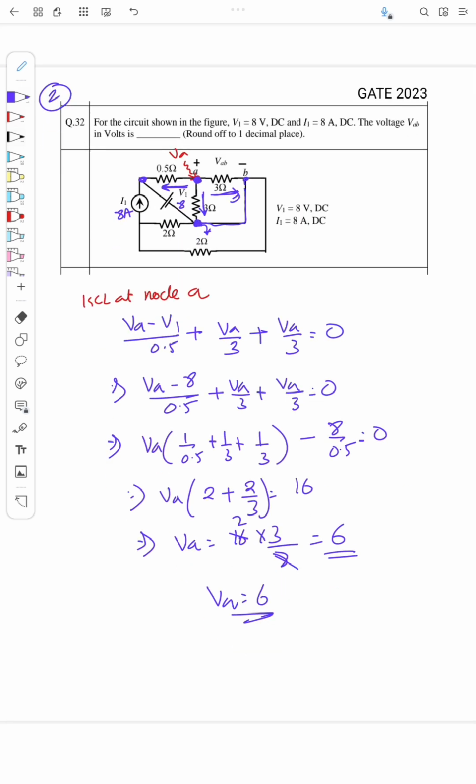Now the question is to find VAB. So what is VAB? VAB is the voltage at A, that is VA, minus the voltage at B, right? VA is now 6 and VB is now 0, right? This node voltage is actually the ground, right? So VB is 0. So what is the voltage VAB? VAB is actually 6 volt. So the answer is 6.